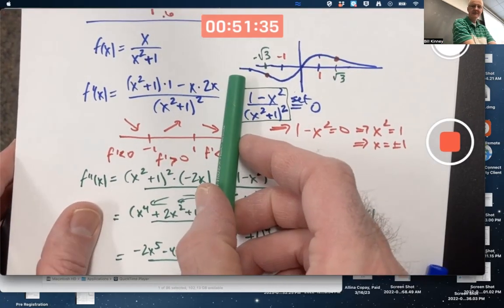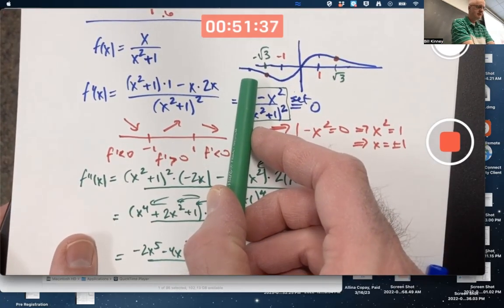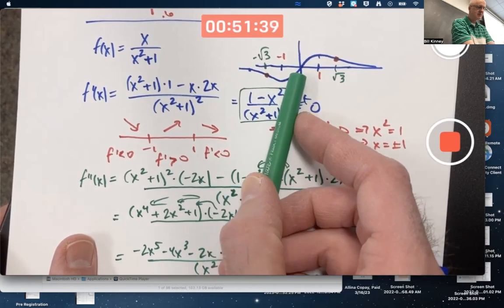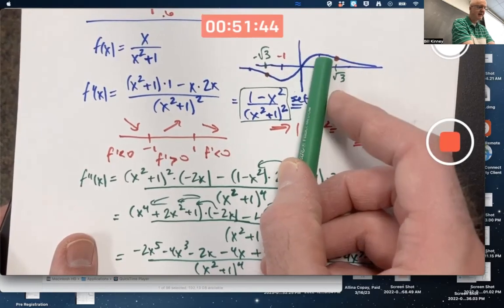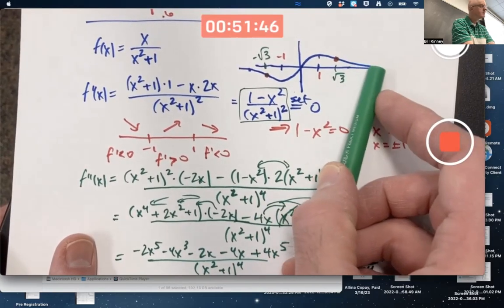Over here, it's concave down. The second derivative is negative. In here, it's concave up. The second derivative is positive. At 0, there's an inflection point. It changes to concave down and then concave up over here.